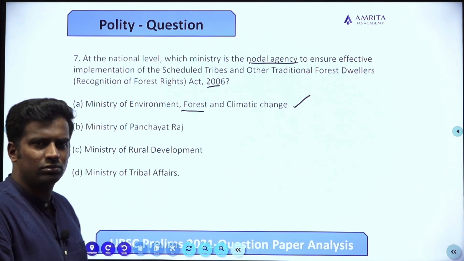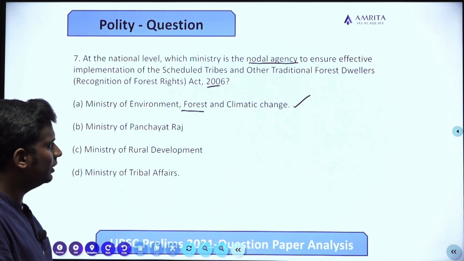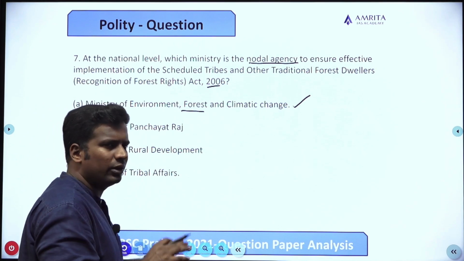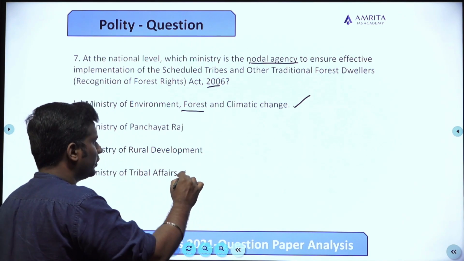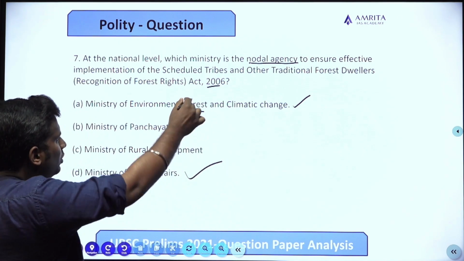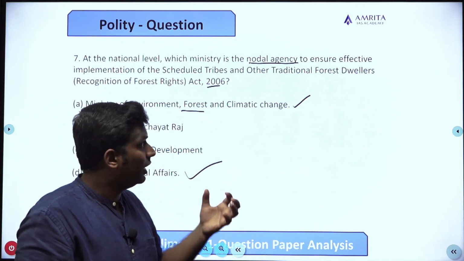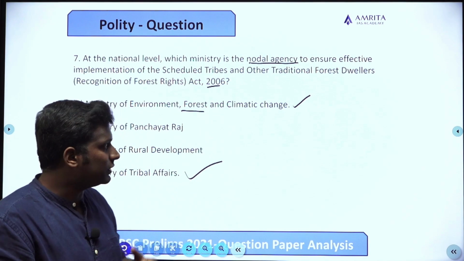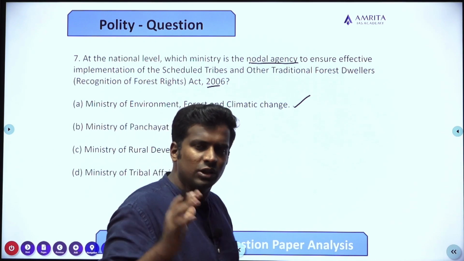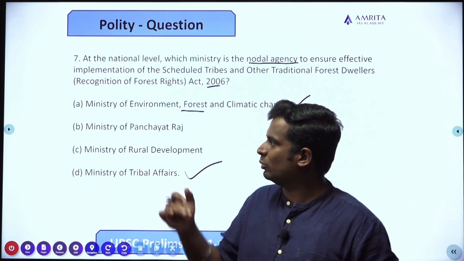Panchayati Raj, not very clear, so let's leave it as that. Ministry of Rural Development, leave it. Ministry of Tribal Affairs, yes. So we can say these two are the major ones which have some relation with this. But is this about the environment that we are talking about? Is it about the environment? No. In this question, it is not about the environment.